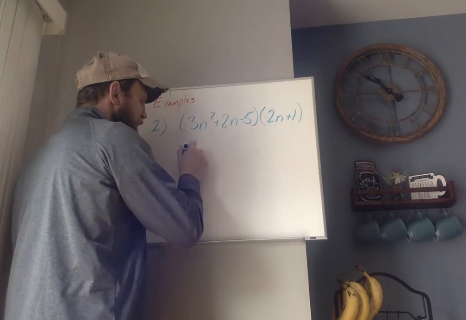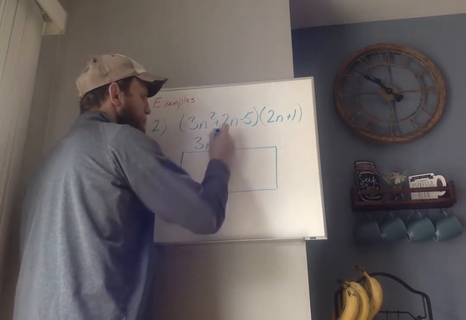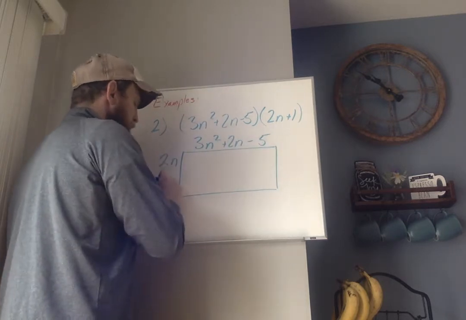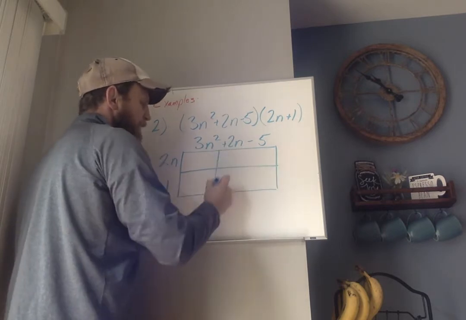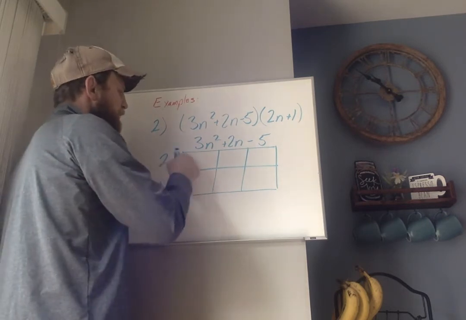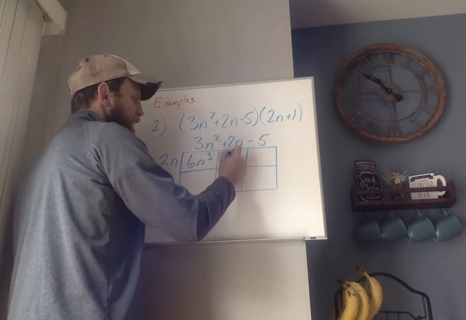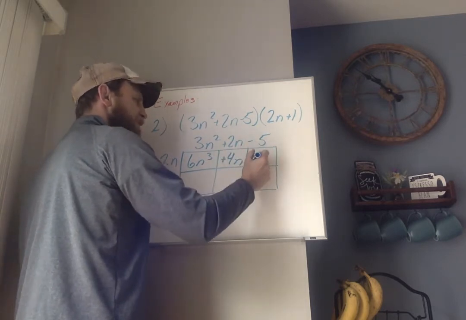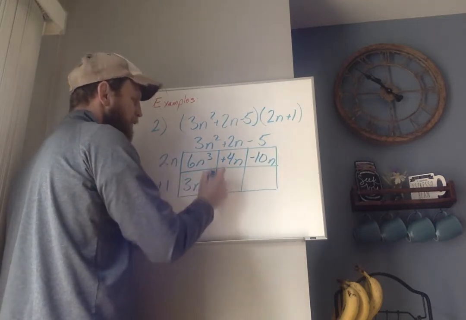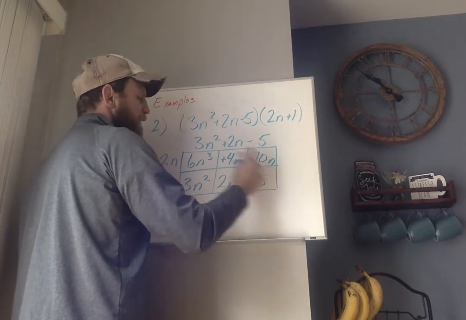Okay, so for the area model, I'm going to write my longer polynomial along the top and my shorter one going down the side. Divide it up at the operation signs. And now just find the area of each box. 2n times 3n squared, that's 6n cubed. 2n times 2n is a positive 4n. 2n times negative 5 is negative 10n. 1 times 3n squared is 3n squared. 1 times 2n is 2n. And 1 times negative 5 is negative 5.